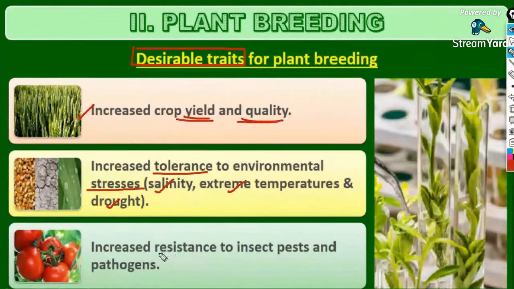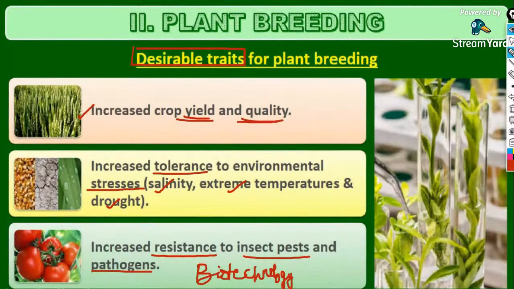Third one, you can increase their resistance to insect, pest and pathogen, which in detail you will study in the chapter biotechnology. How you can make disease resistant crops in that chapter. Here also we'll be discussing about certain small things.